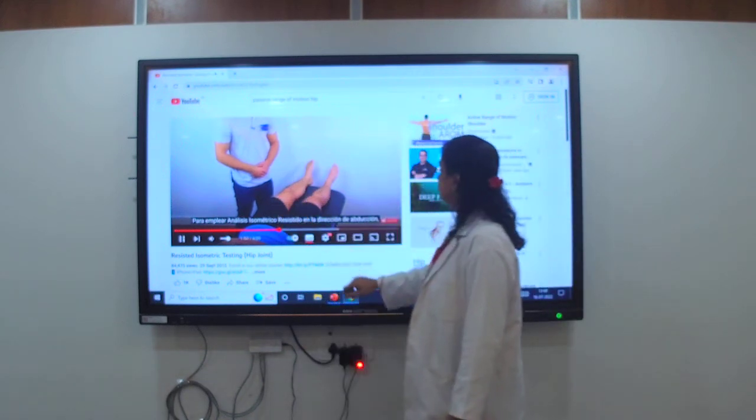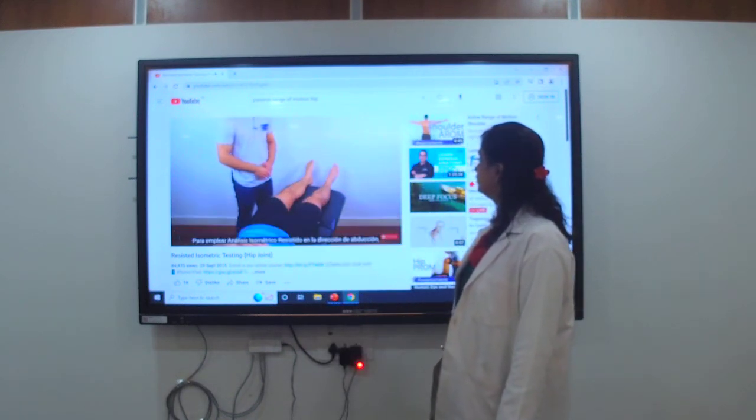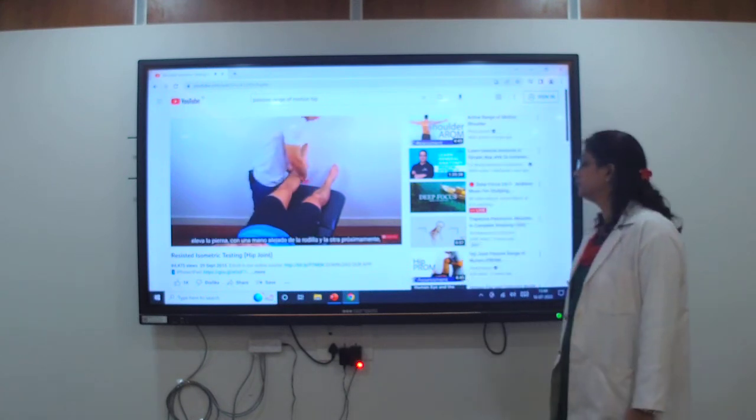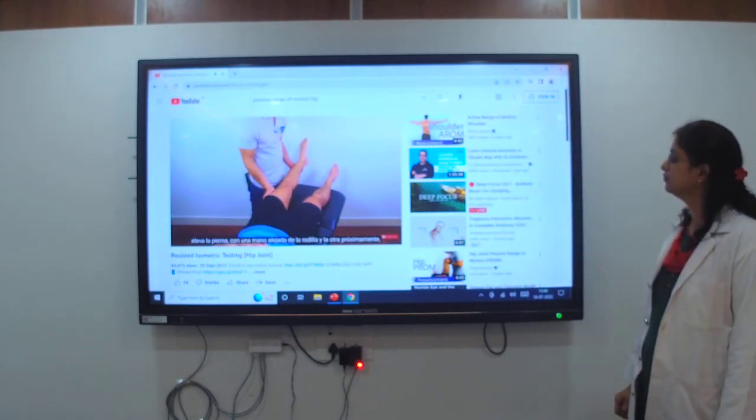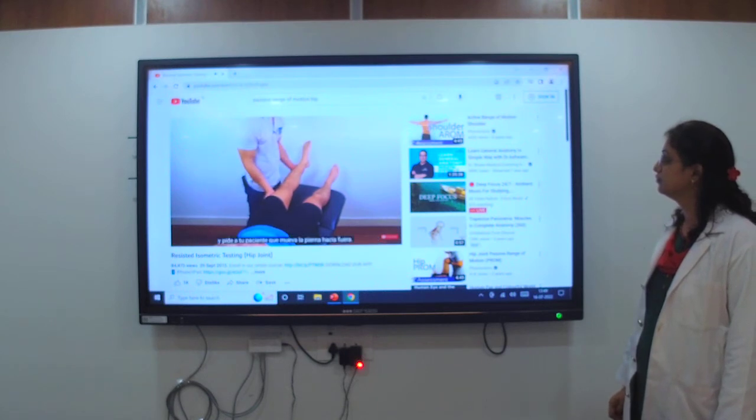The isometric testing in the direction of abduction. Pick up the leg, put one hand distal to the knee, one hand proximal to the knee, and ask the patient to move the leg outwards.